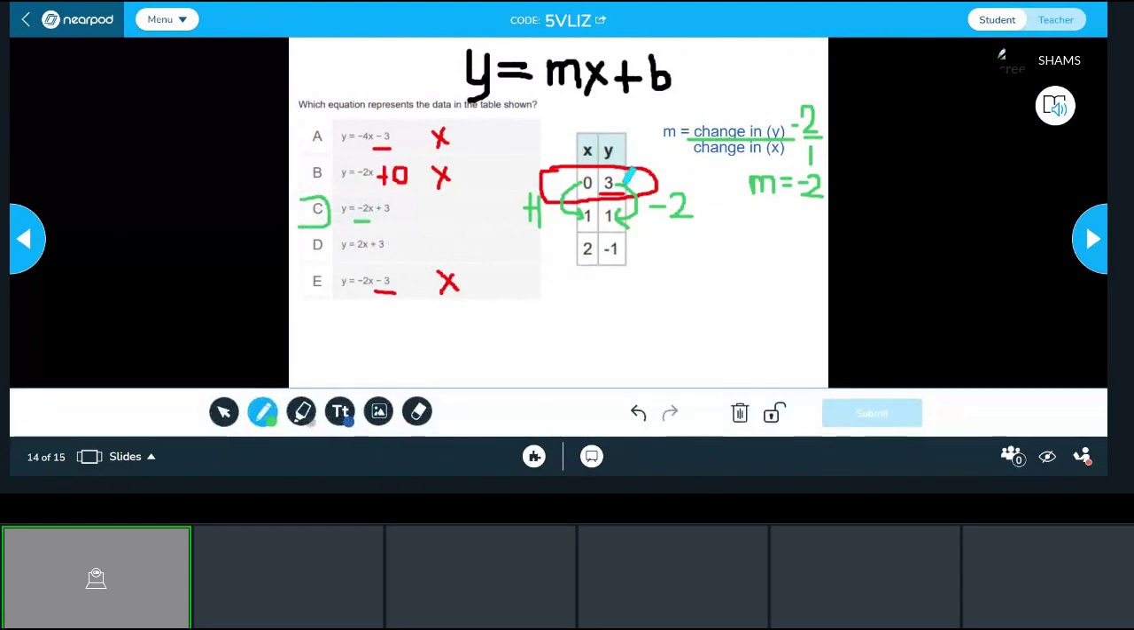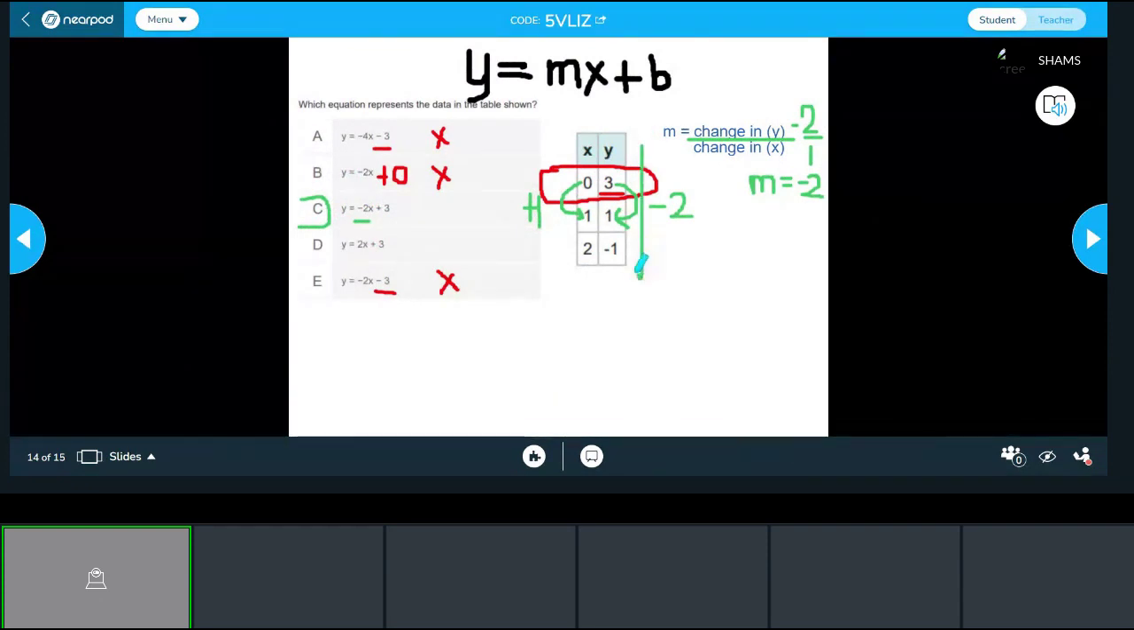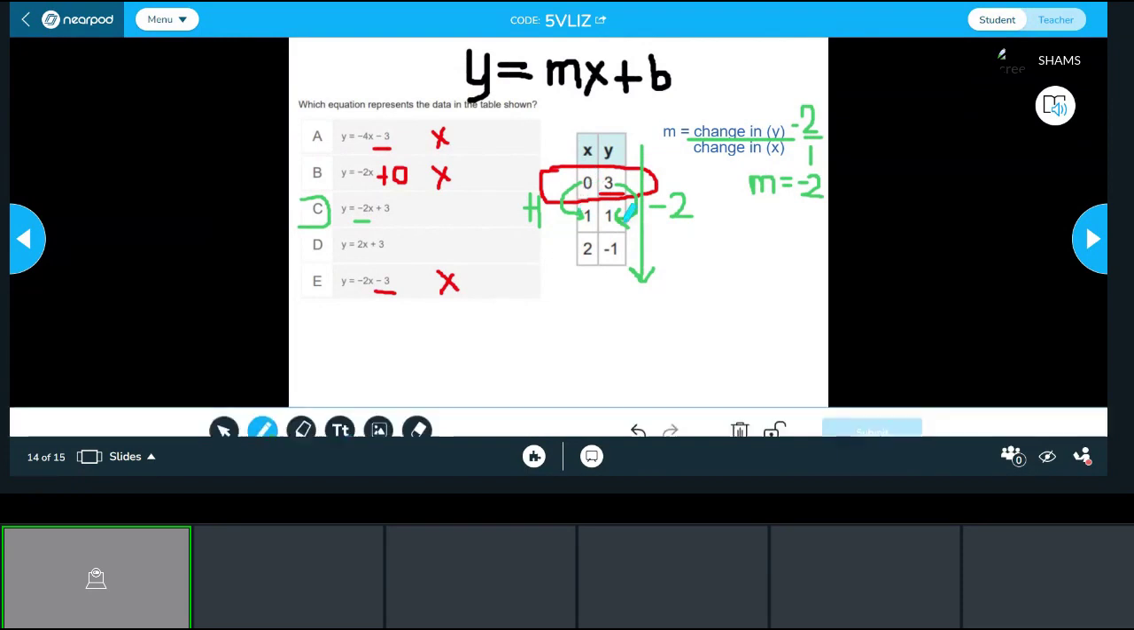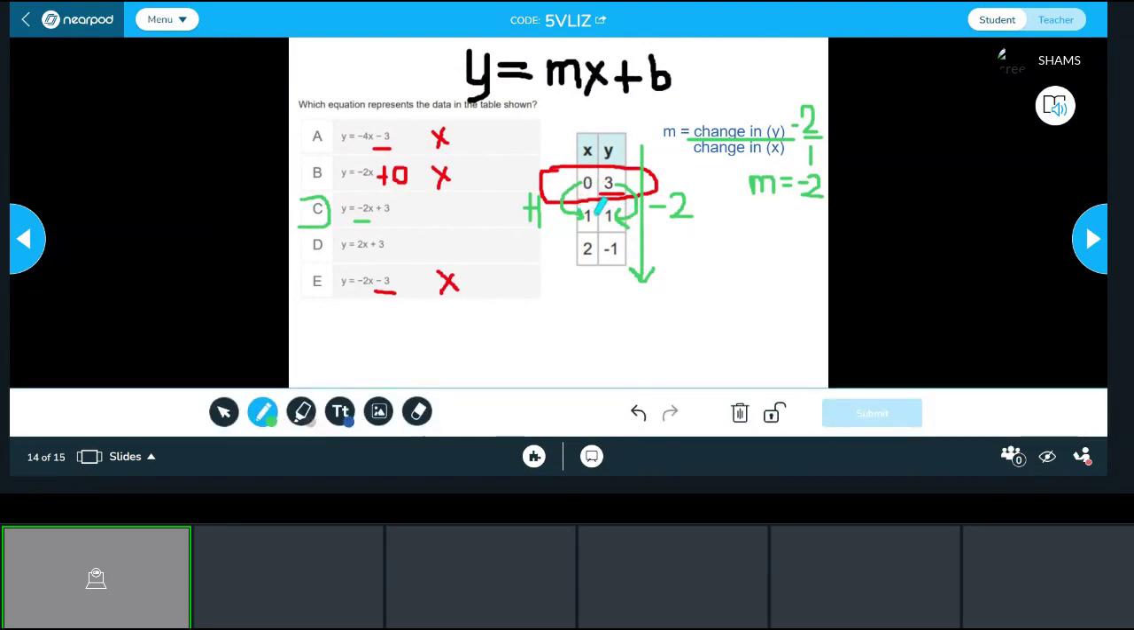Also see that the values of y are decreasing. Therefore m is negative. See? The value of x is increasing. X increased from 0 to 1, but y decreased by 2. X increased from 1 to 2, but y decreased from a positive 1 to a negative 1. So if y is decreasing as x increases, definitely m is negative.